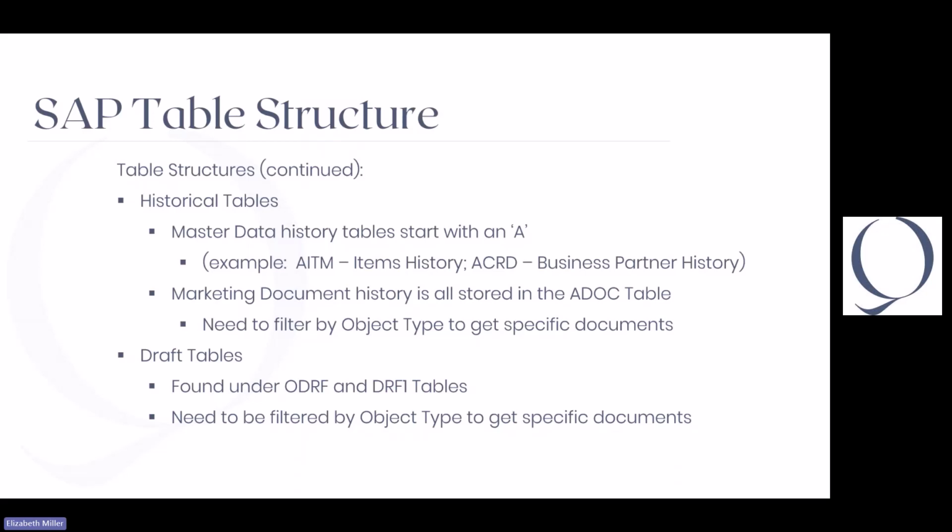Likewise, draft tables, if you're looking into querying in the future for drafts, those have their own specific tables. That information would not be held in the main tables. They would be in the ODRF tables and the DRF1 tables. Again, they would need to be filtered by object type for you to find the specific draft document that you are looking for.